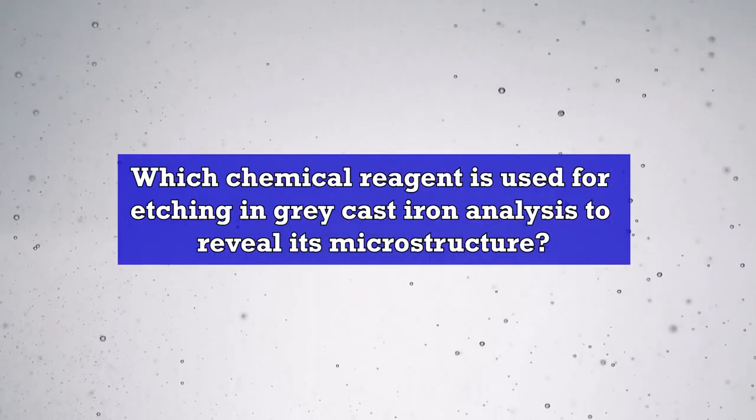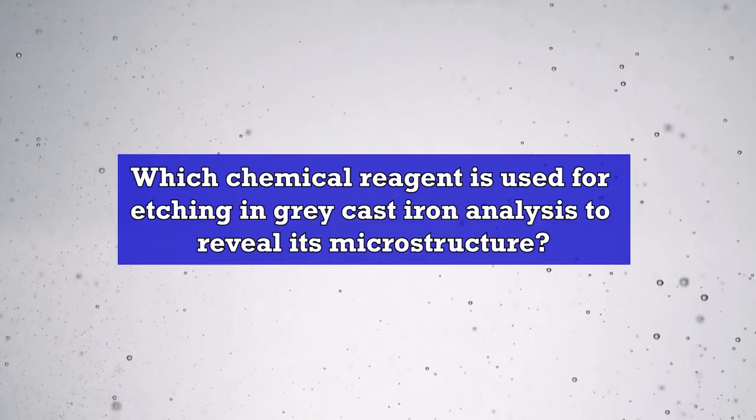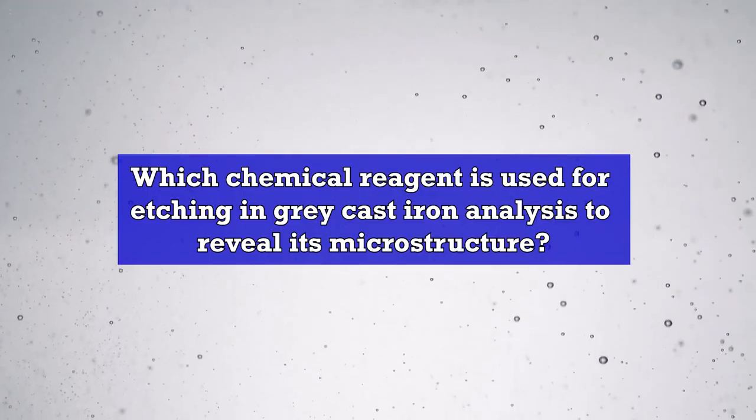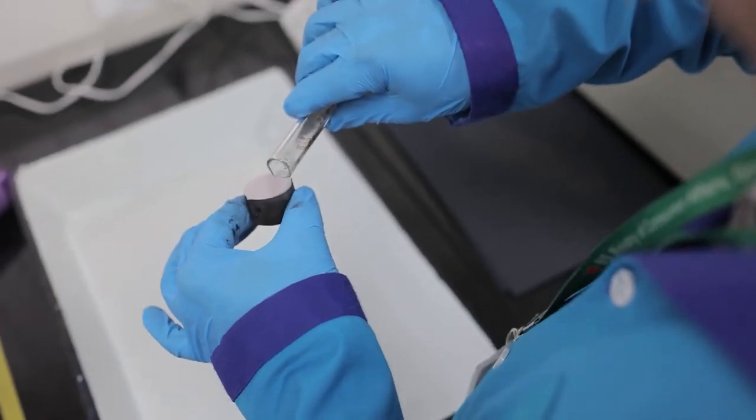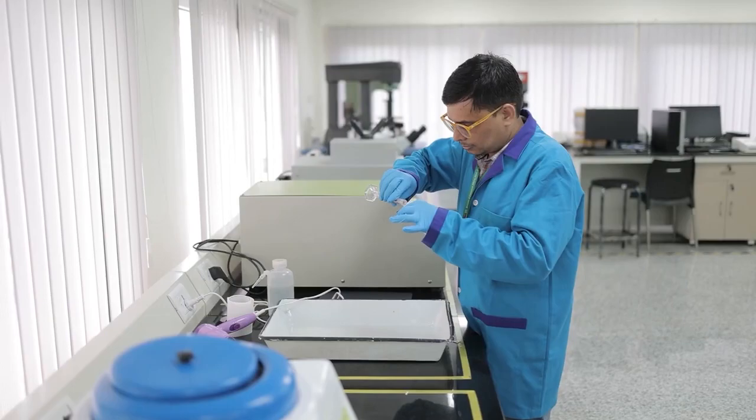Now, let's recall what you have learned today. Which chemical reagent is used for etching in grey cast iron analysis to reveal its microstructure? That would be Nital solution, which is a mixture of nitric acid and alcohol that's used to etch metals.